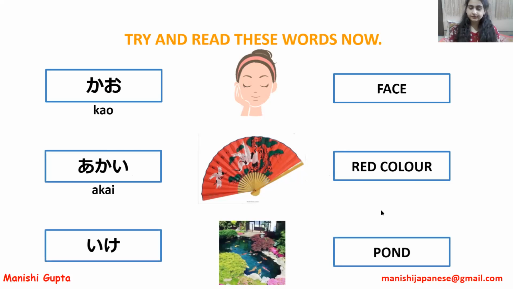And the last one. Now this is the word for pond. If you try to read this, it becomes i, ke, and it will become ike. Ike. So ike is the pond.